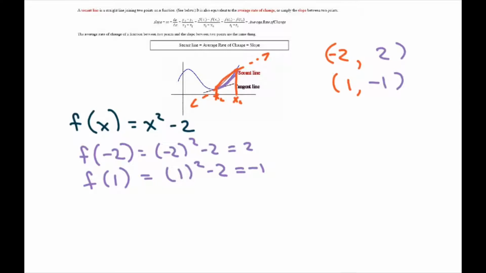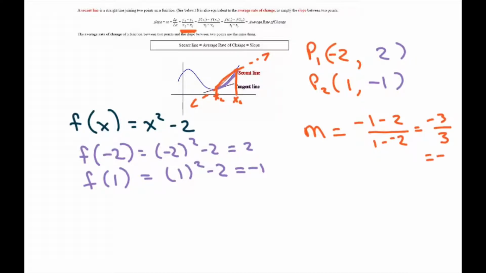And now, since I have my, let's call this point 1 and point 2, I can just use this formula and do -1 minus 2 divided by 1 minus -2. So that's going to be -3 divided by 3, which is -1. So my slope's -1. So we write y equals -1x plus b.